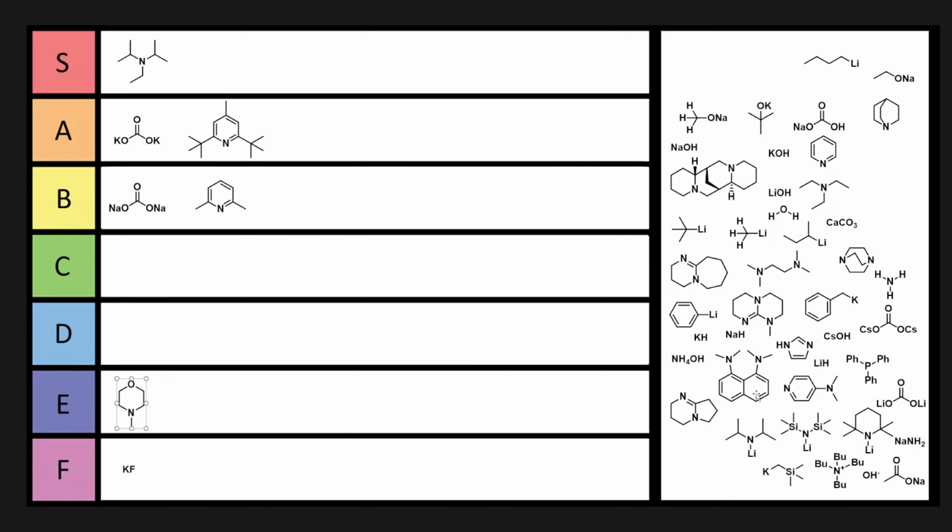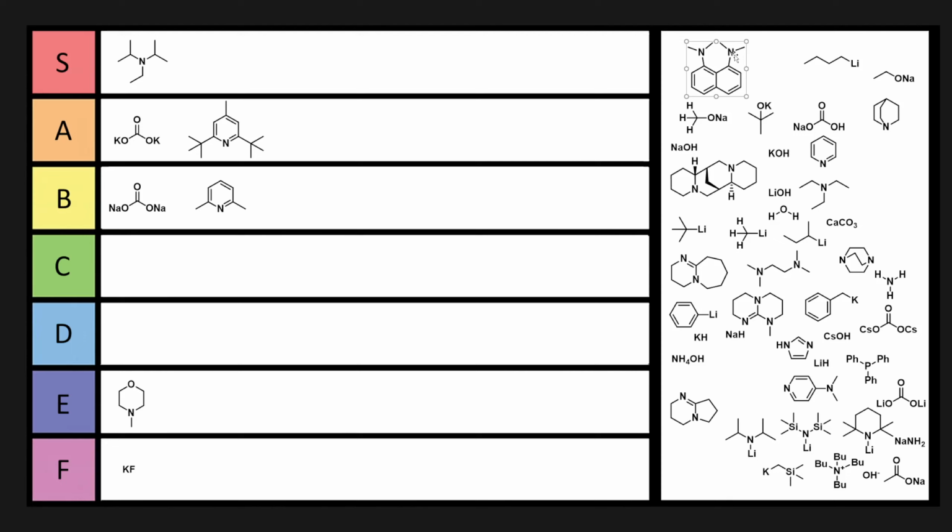Now, if we pick one like this interesting naphthalene with these two nitrogens on it here, if you've never heard of this before, I'll give you a second to guess. This is called proton sponge. I've mentioned it once or twice on my channel before, and here you can see that these two nitrogens are getting crammed up right next to each other.